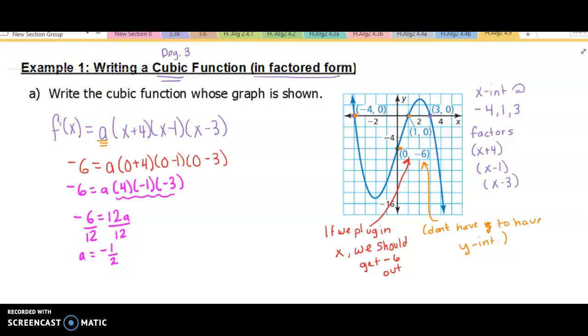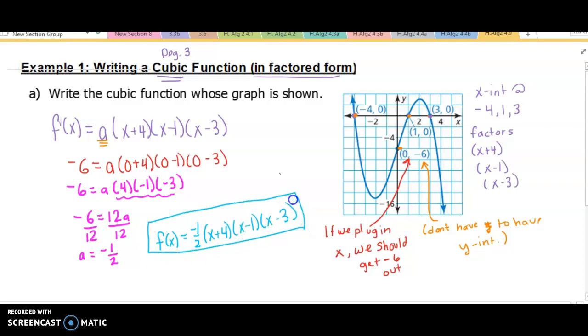So if I want to write this whole function, it would be f of x equals -1/2 times x plus 4, x minus 1, and x minus 3, and that would be our final answer.